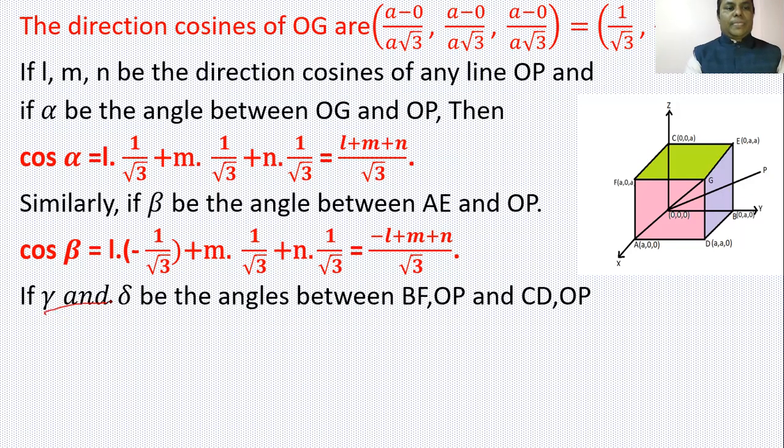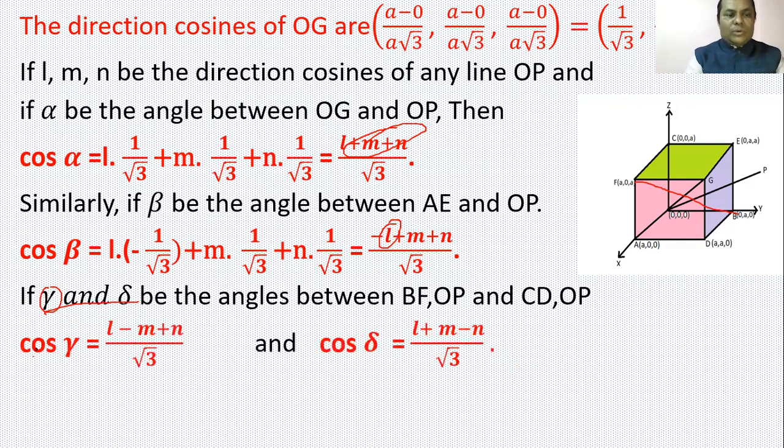Now, similarly, you can write down here. If gamma and delta are the angles between BF and OP, because BF means one diagonal is this. You can see here is diagonal BF, one diagonal, and OP is another diagonal. It means gamma is the angle between them. So basically what you have to understand is that everywhere here is plus. By the induction method also you can write down here, in place of l it is plus. Between BF and OP, in the second place there will be minus while using the formula.